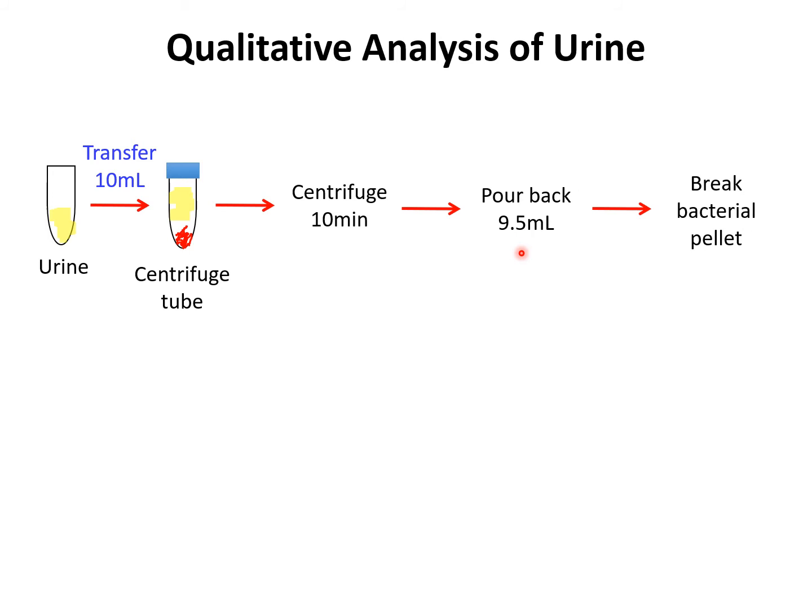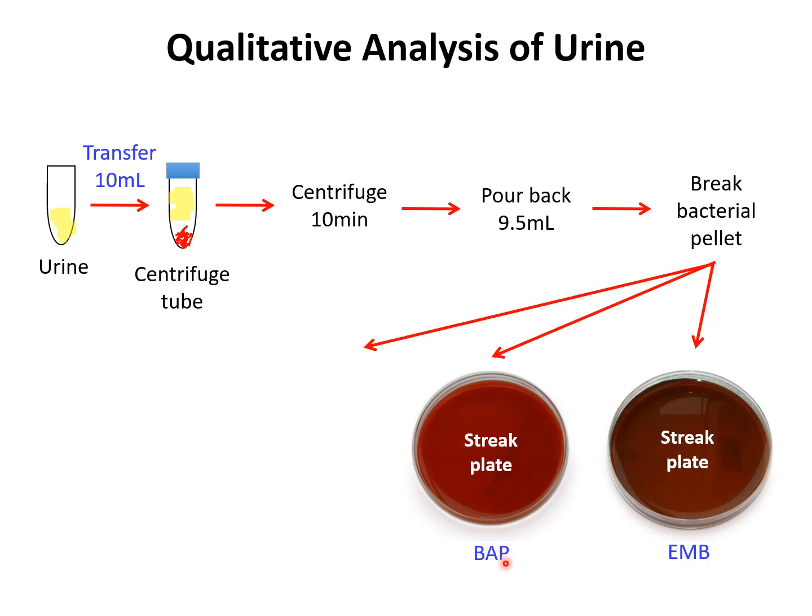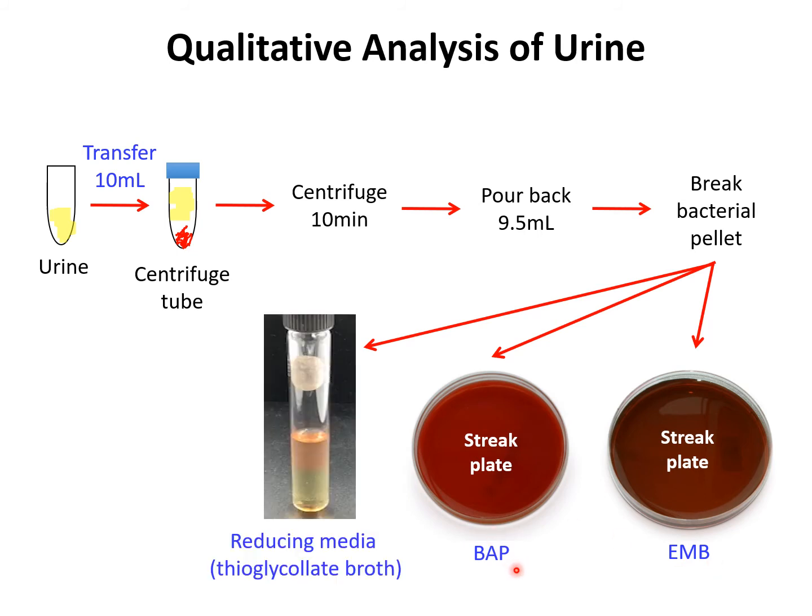You're going to decant the tube, and you're going to take that pellet and break it up. You're going to take a sample of that pellet and streak it on an EMB plate. You're going to streak it on a blood agar plate, and you're also going to dip it into the thioglycolate broth.